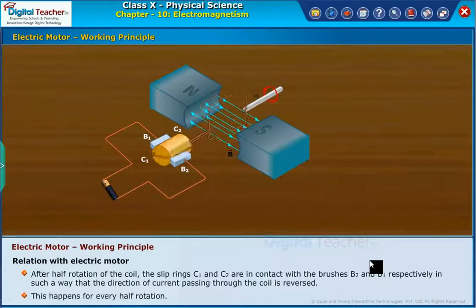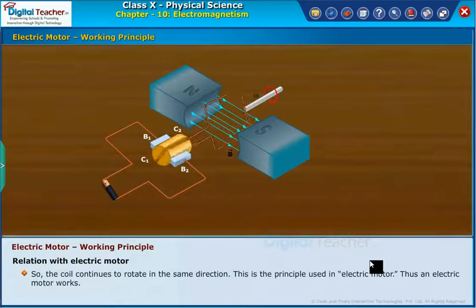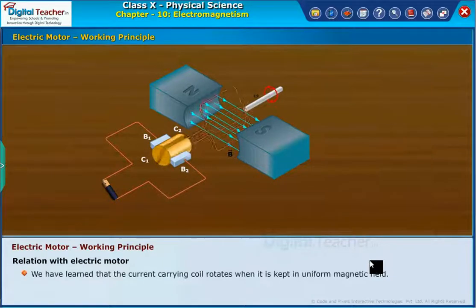This happens for every half rotation. So, the coil continues to rotate in the same direction. This is the principle used in electric motor. Thus, an electric motor works. In electric motors, electrical energy is converted into mechanical energy. We have learned that the current carrying coil rotates when it is kept in uniform magnetic field.